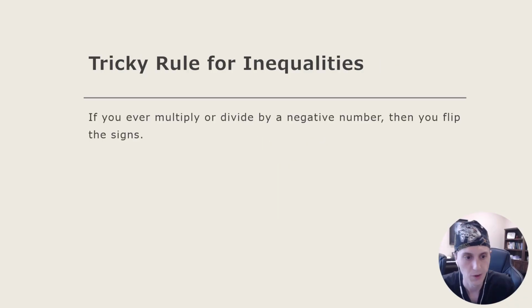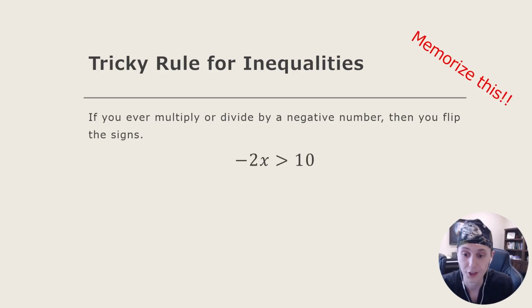Now, tricky rule for inequalities. If you ever multiply or divide by a negative number, you flip the sign. So if you had greater than, and then you divide by -2, let's say, you flip it to be less than. And I'll show you an example of this. And make sure you memorize this rule because I can't guarantee, but if I could guarantee, this is the closest thing to a guarantee that it will be on the test.